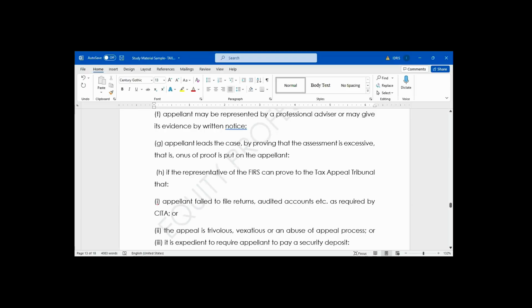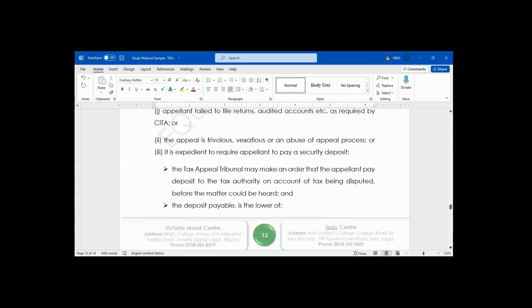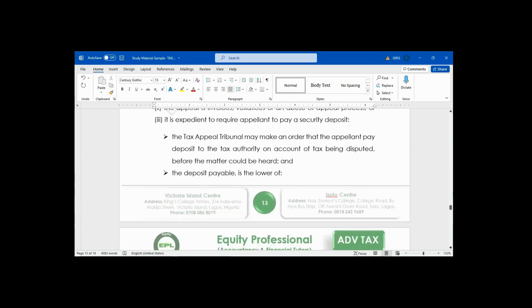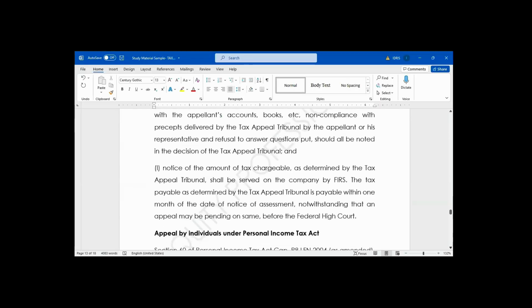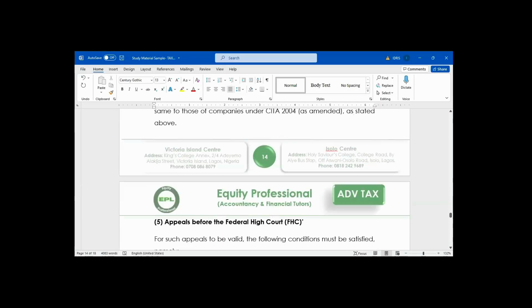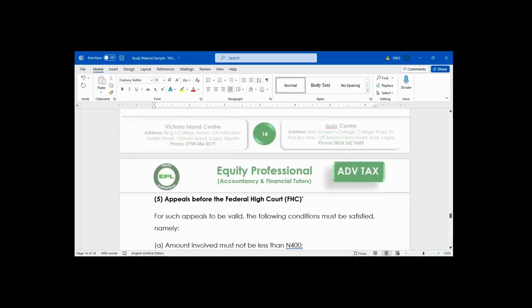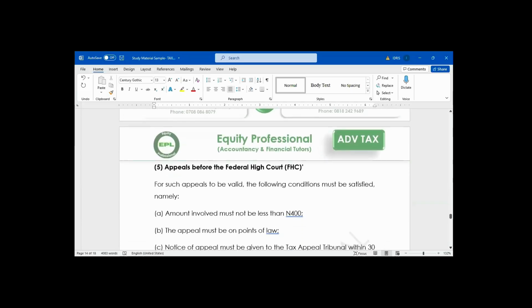If the judgment is in favor of the tax authority and the taxpayer is not satisfied, taxpayer, you have a right to proceed further. That means you can take the case further from the Tax Appeal Tribunal. You take it to where? Federal High Court. If the tax authority is not satisfied with the judgment of the Tax Appeal Tribunal too, they can take the case to the Federal High Court.